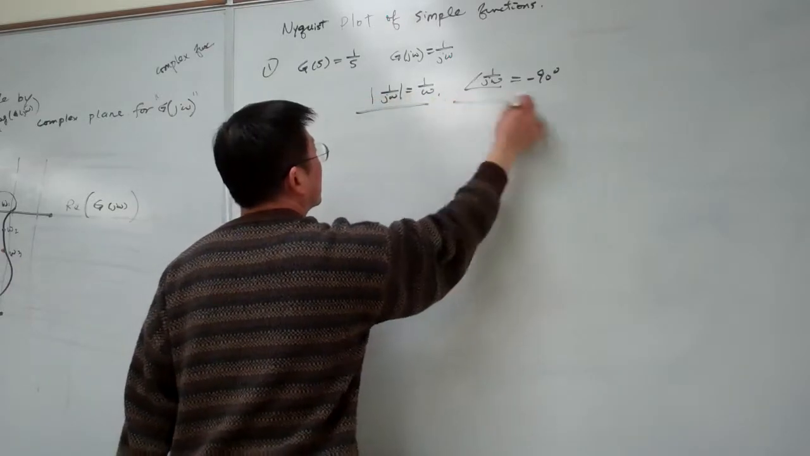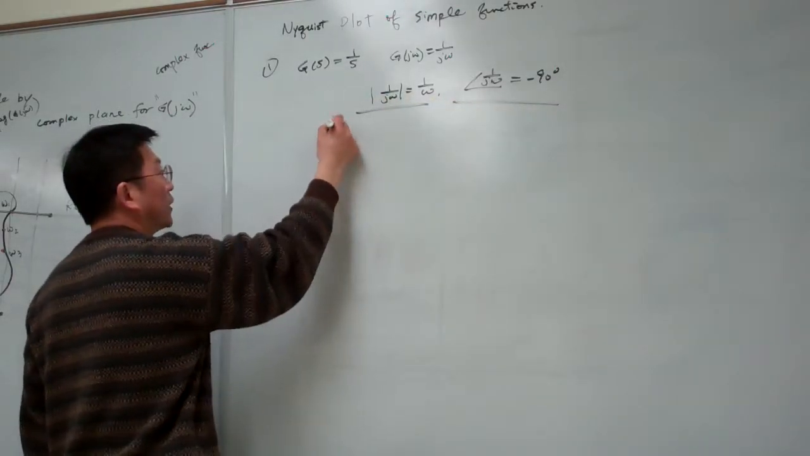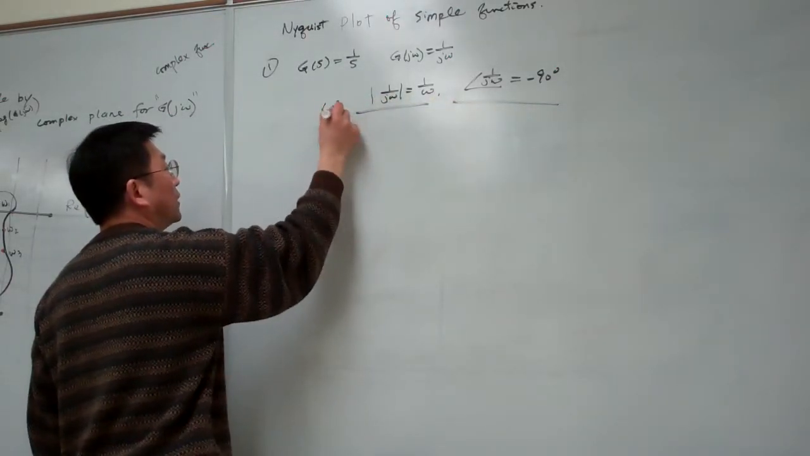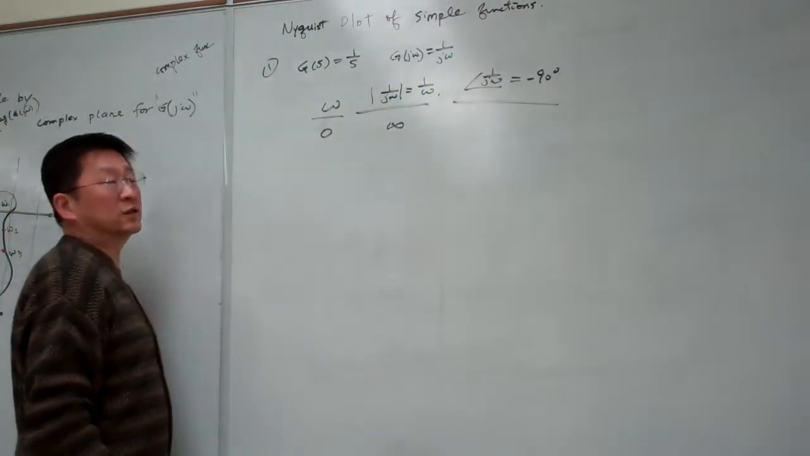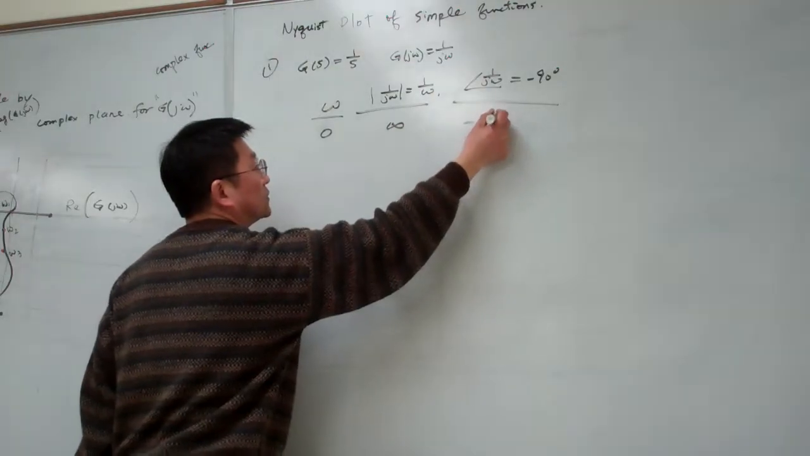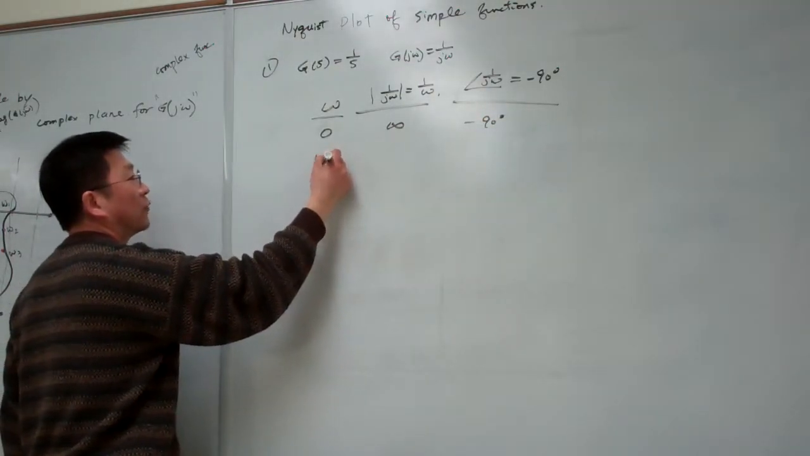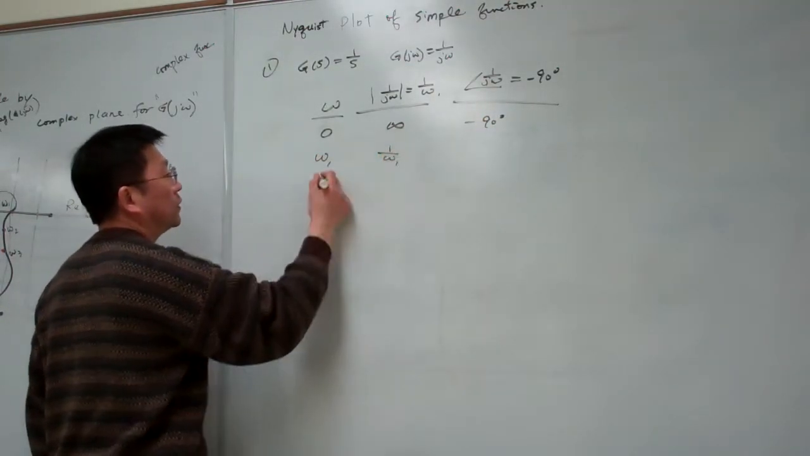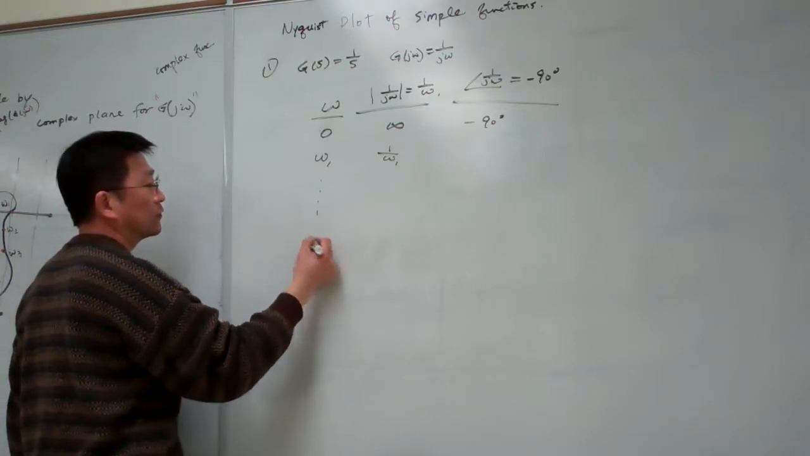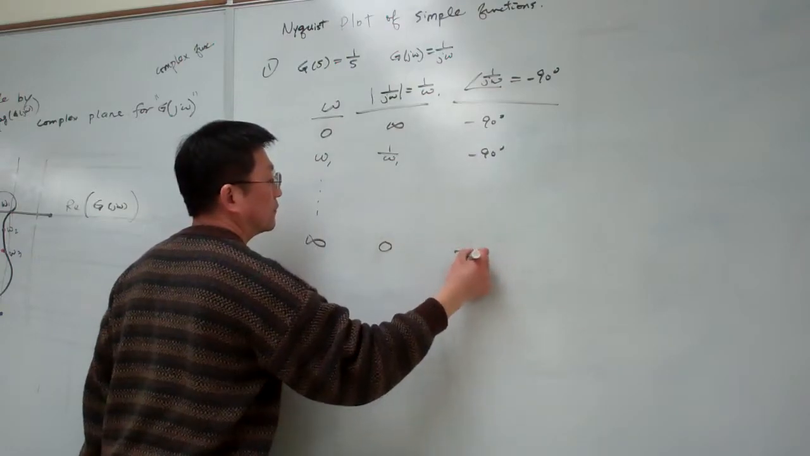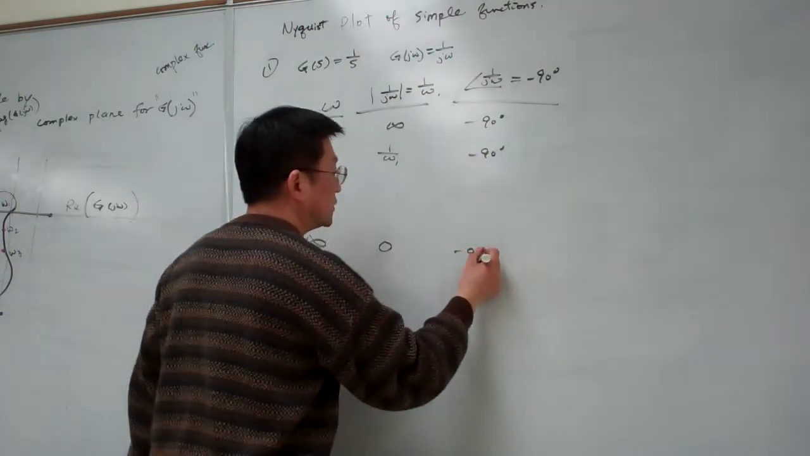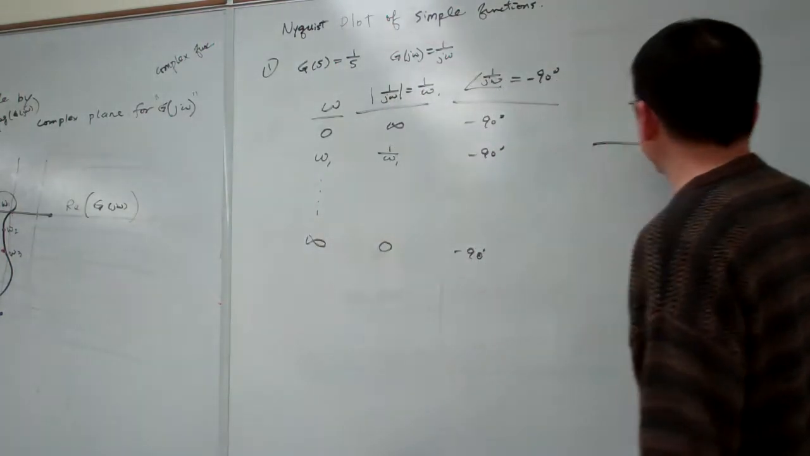Okay. So from here, if you like to tabulate, you're starting from omega equal to 0, then basically approaching infinity, this is 90 degrees. When omega equal to omega 1, basically 1 over omega, and then as omega goes to infinity, this is 0. But the phase is always 90. Okay. So for this case, then you can plot it very easily.